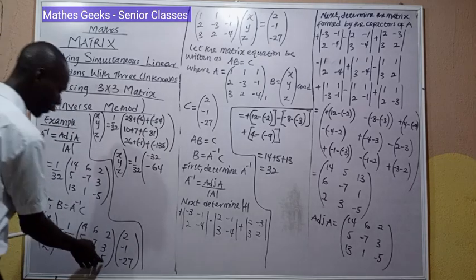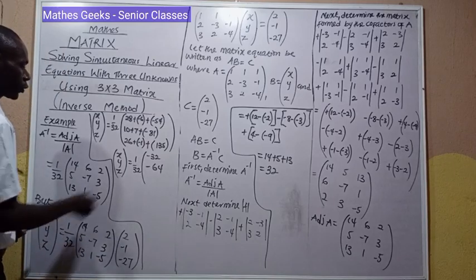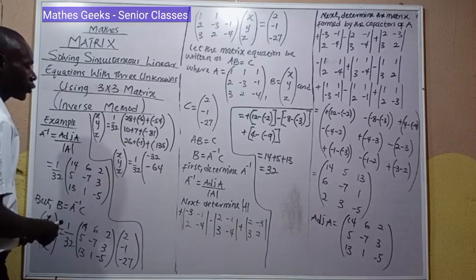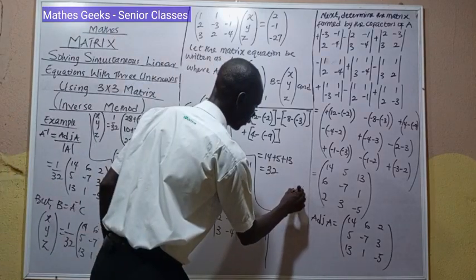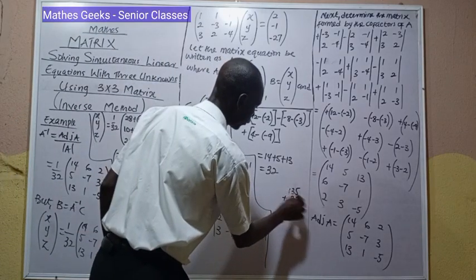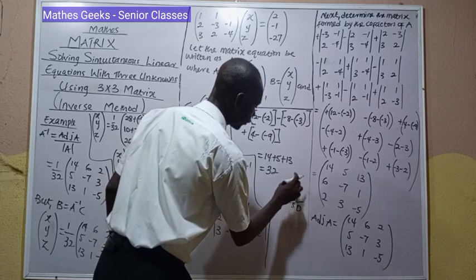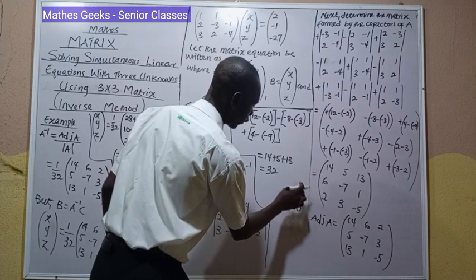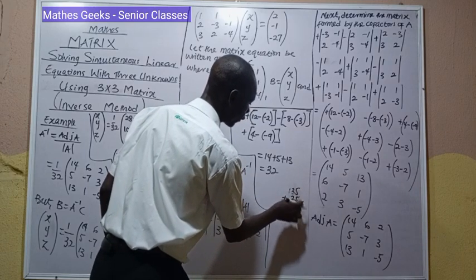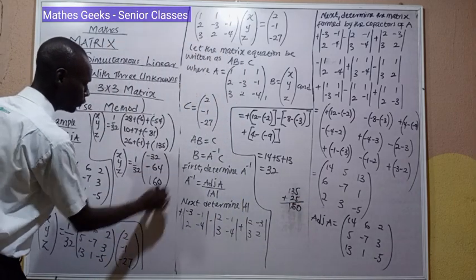Minus 5 times minus 27 is 135. So 26 minus 1 is 21. 5 and 5 plus 135. 135 plus 25. 5 plus 5 is 0, carry 1. 3 plus 2 is 5, plus 1 is 6. That gives 160. So here is 160.